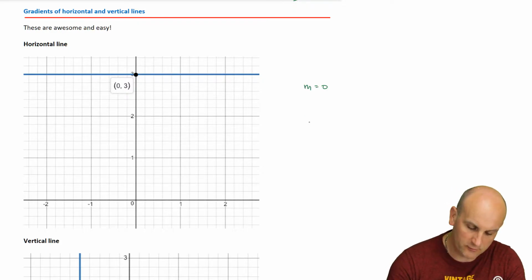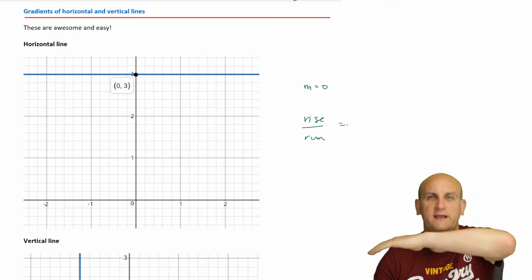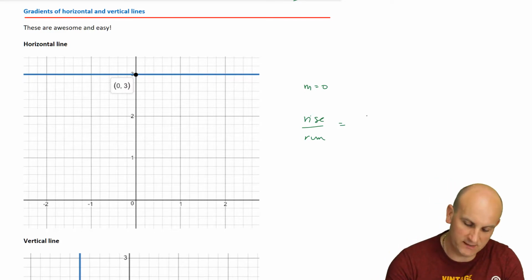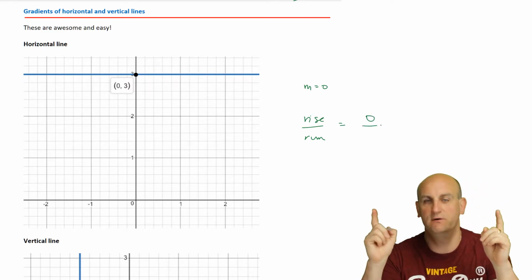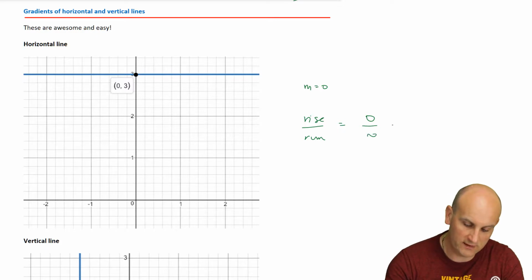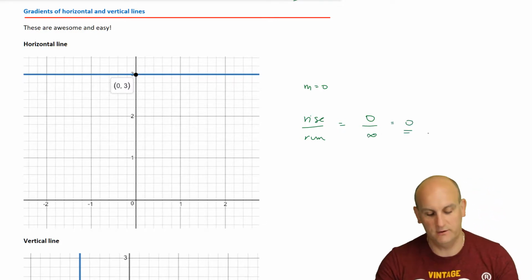Why? Well, if we look at rise over run, what rise does this thing have? If it's a horizontal line, does it go up at any point? No. So my rise is 0. It doesn't matter what my run is. My run can be infinity because that line can go on forever. I don't really care, because whatever I do, 0 divided by anything is always 0.